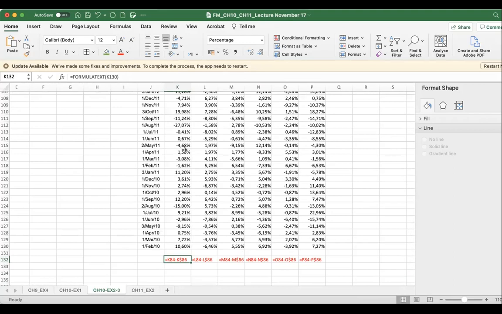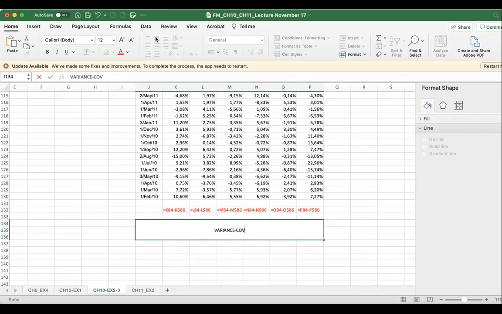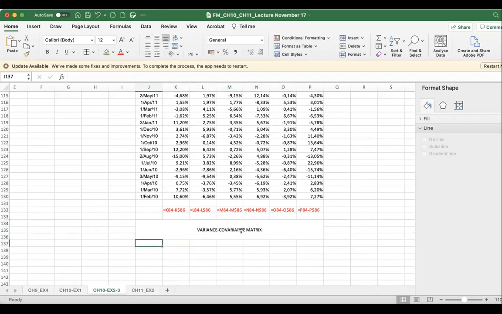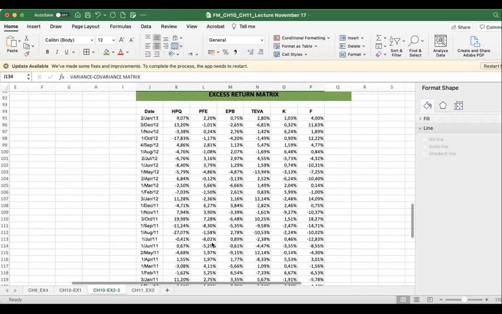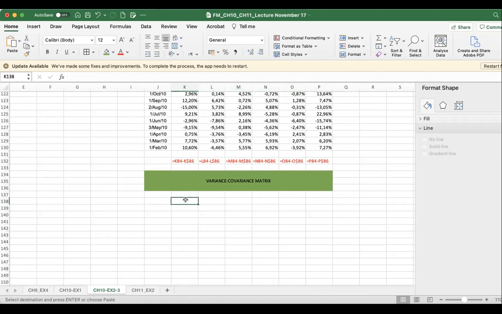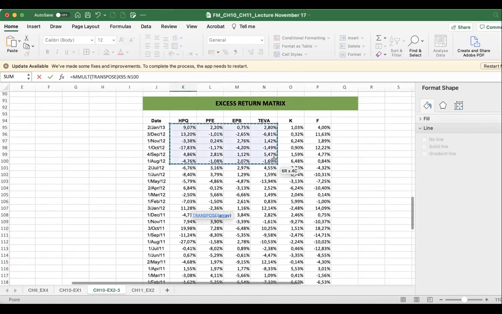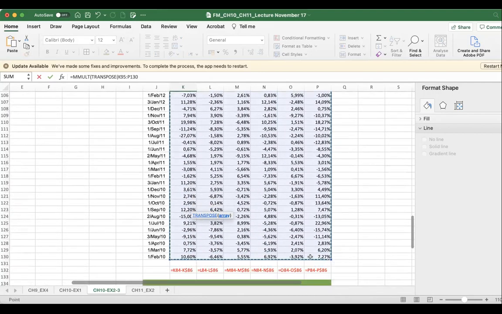And that's it. Now, the final step is to build the variance covariance matrix. So it will be a quadratic matrix with 6 columns and 6 rows. Equal to matrix multiplication of the transpose of the excess return matrix, this one, by the excess return matrix.